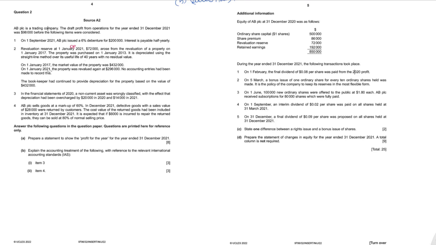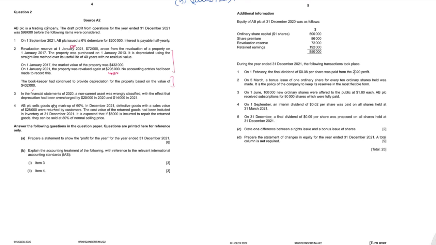On 1st Jan 2021, the property was again revalued at 296,000. So this is the current market value of the property. No entry has been made to record this. The bookkeeper had continued to provide depreciation for the property based on the value of 432,000. So at the opening, when they knew that the market value of the asset had dropped to 296,000, they should have revalued it on 1st Jan and continued providing depreciation at the new value 296,000, obviously using the straight line method. But they did not do that. They continued providing the depreciation using the old value. So there could be two possible adjustments. One is for the revaluation, and the other is the incorrect depreciation provided. We'll see how to do this.